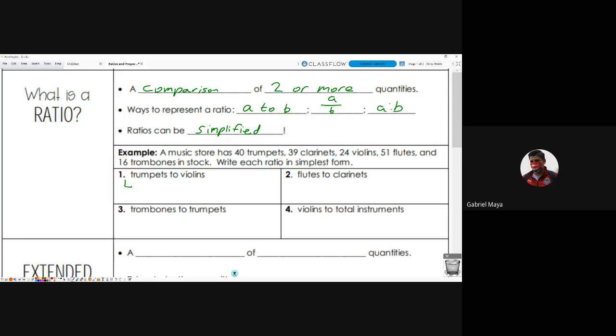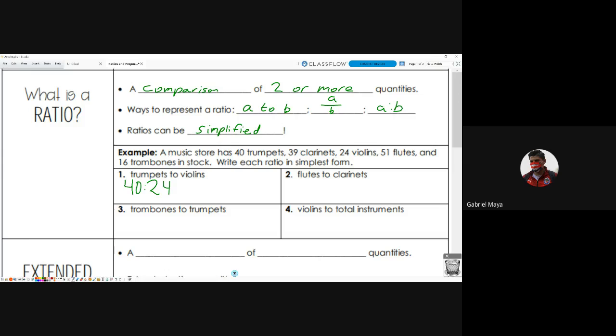So 40 trumpets. So write that first. So 40. And then what is it to violins? So how many violins does it say we have? 24. So 40 to 24. But this can be simplified. So how can we simplify this?